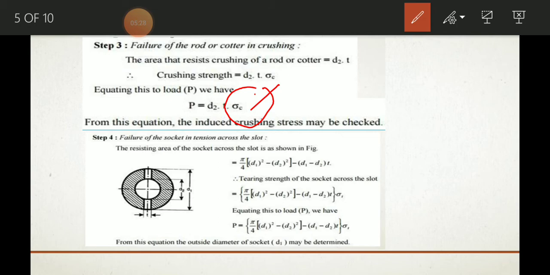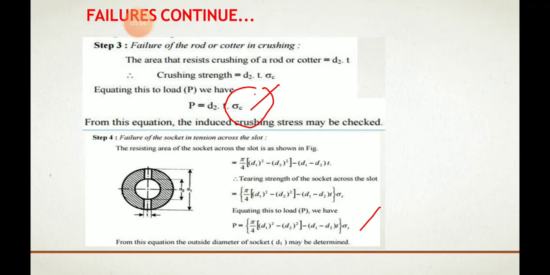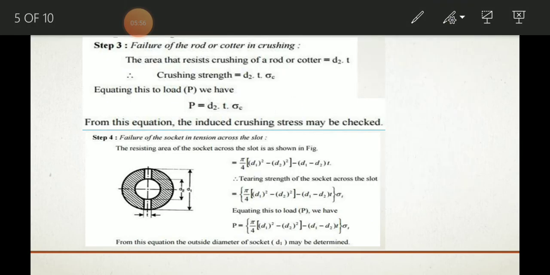From this equation, the induced crushing stress may be checked. This is the final formula to calculate the induced crushing stress in case of failure of the quarter: P equals pi by 4 d1 square minus d2 square, minus d1 minus d2 into t into sigma c, where t is the thickness of the quarter and sigma c is the crushing strength.